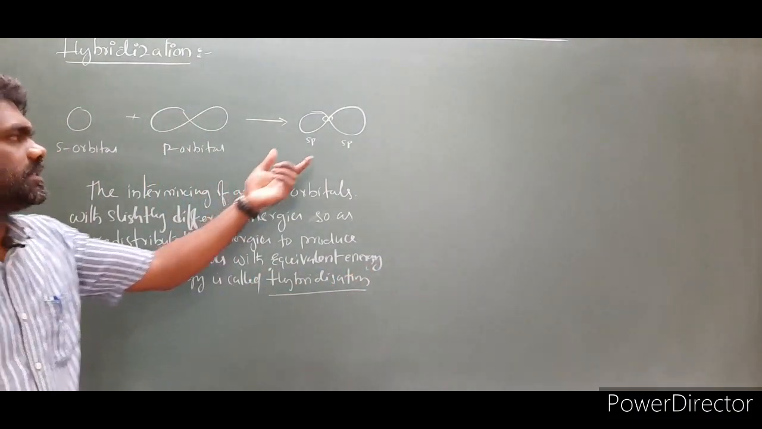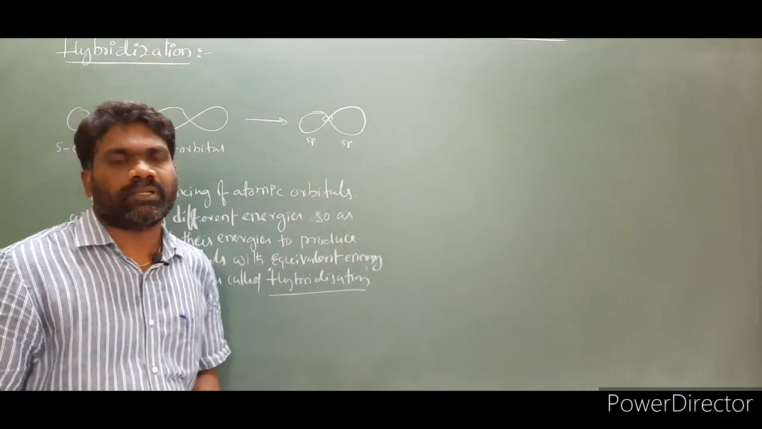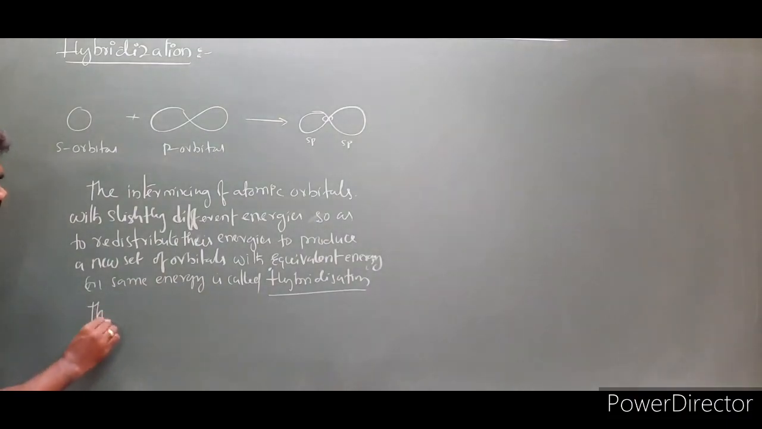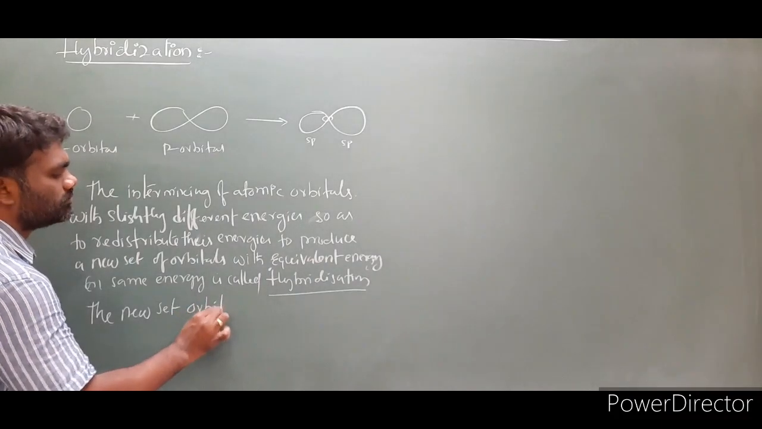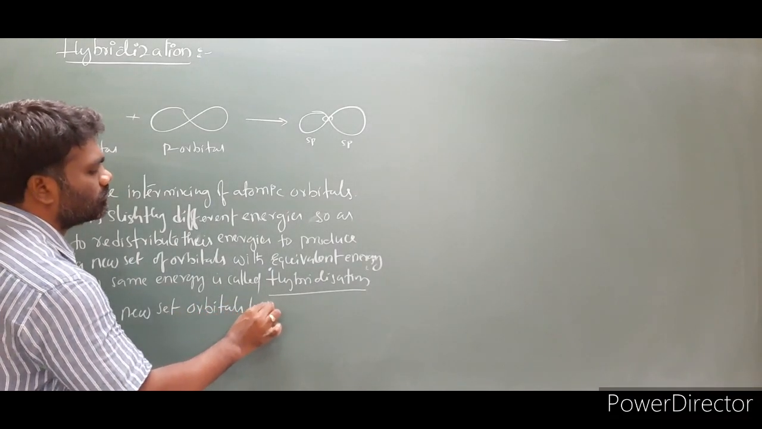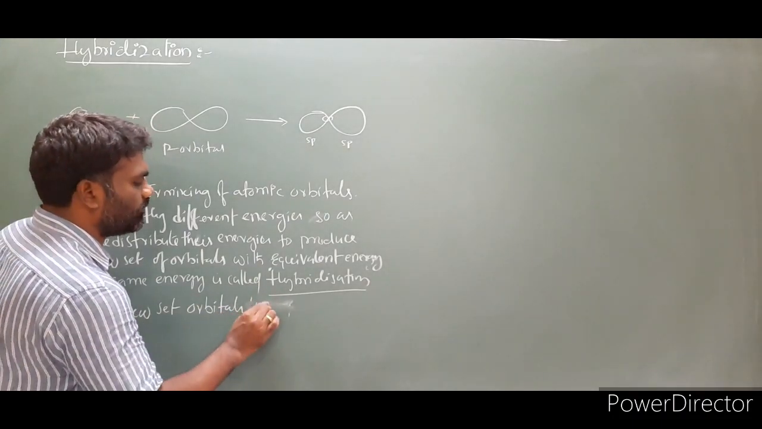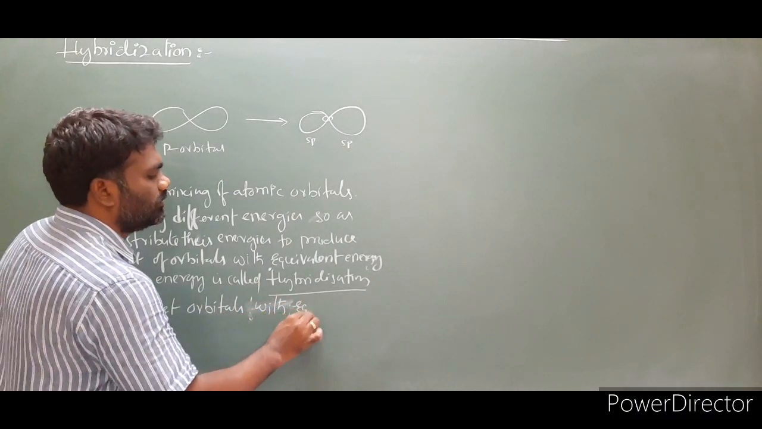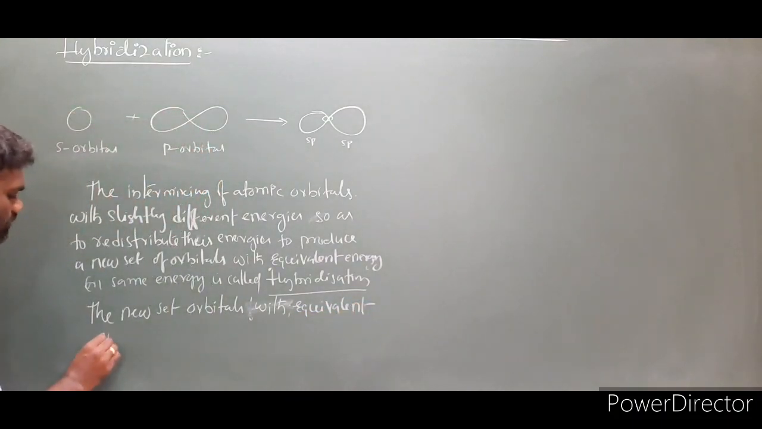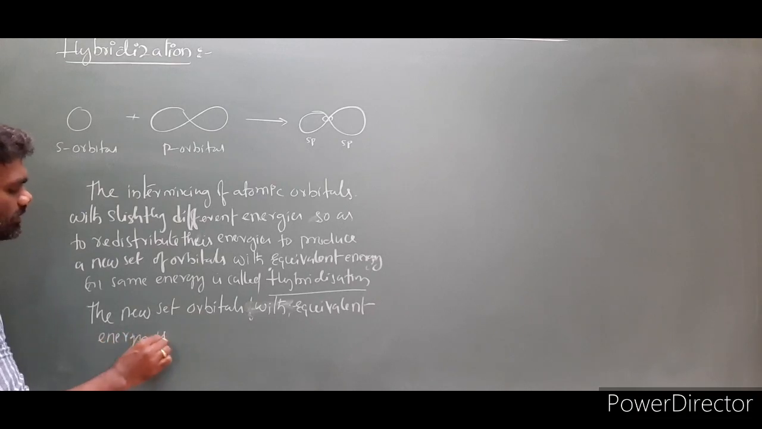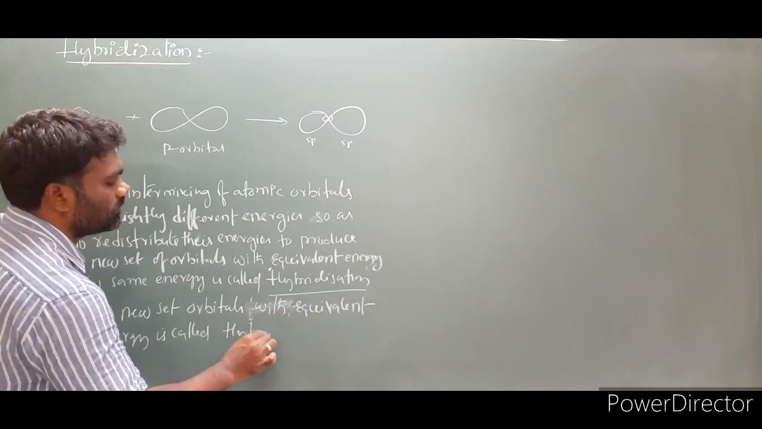And the new set of orbitals formed with equivalent energy is called a hybrid orbital. Write the sentence: the new set of orbitals formed with equivalent energy or same energy is called hybrid orbitals.